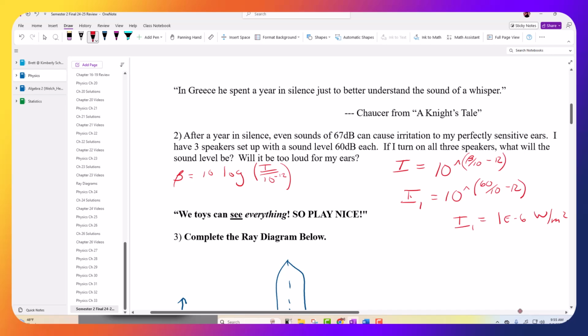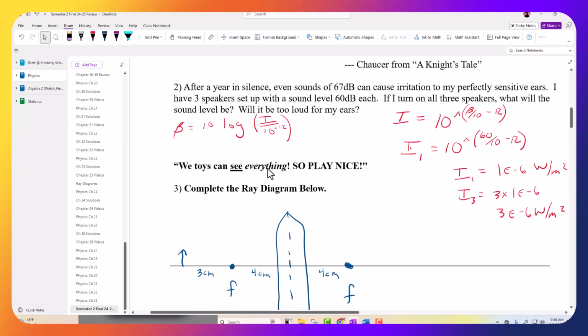If I'm going to turn on all 3 speakers, what's going to happen to the intensity that's produced? Well, that's going to triple, right? Because 1 times 3, we're going to get 3 times that. So the intensity for 3 speakers will be this number times 3, 1 e negative 6, which is 3 e negative 6 watts per meter squared. So that's the intensity of 3 speakers.